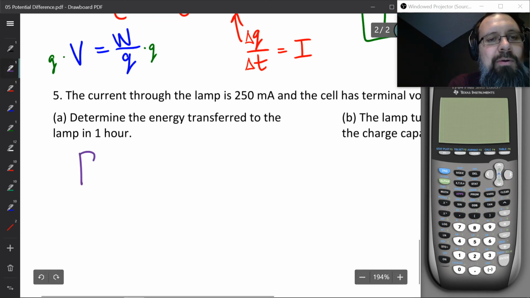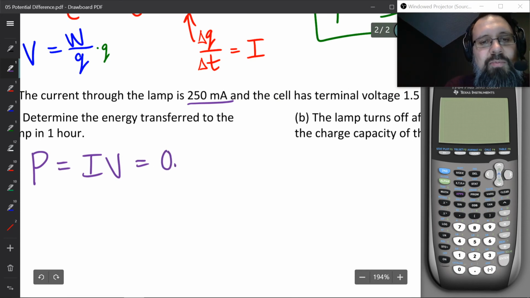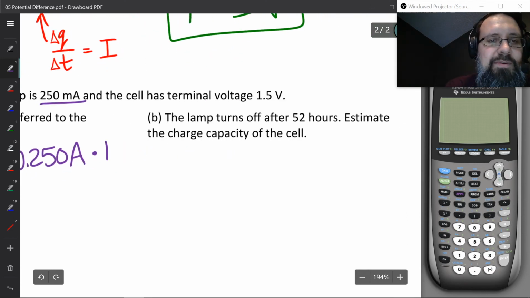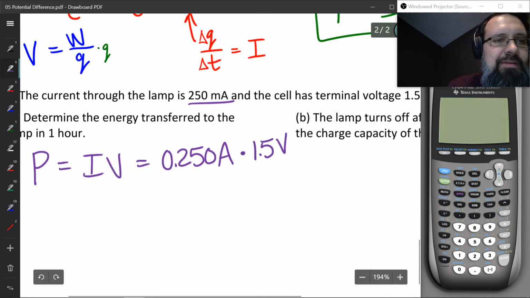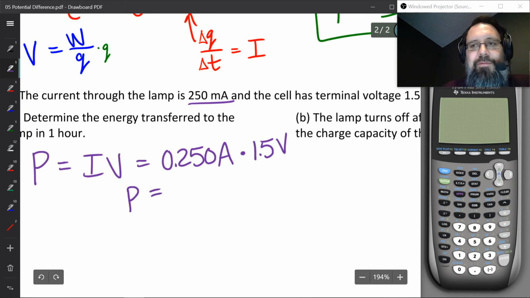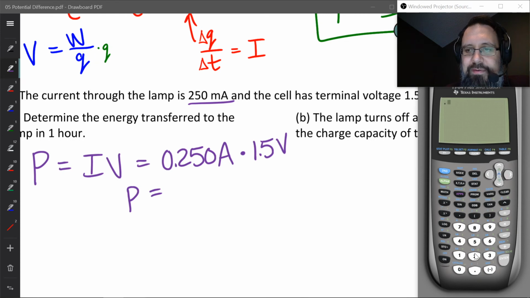Well, we can find the power. So the power is going to be the current times the voltage. We know the current was 250 milliamps. I'm going to write that as 0.250, that's amps, times the voltage, which was 1.5 volts. And so that's going to give us a power of, I finally have a reason to use my calculator. 0.25 times 1.5, so I get 0.375.